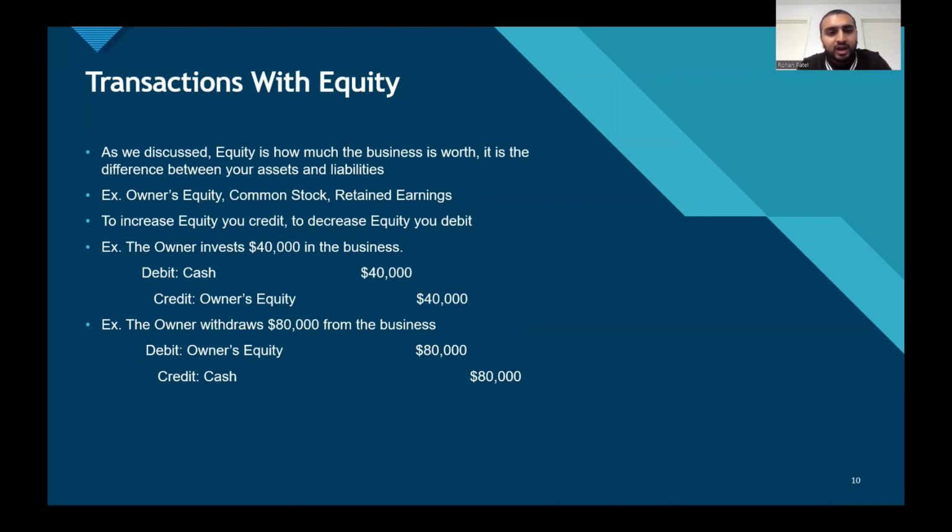And cash is going out of the business as well, right? Assets are going out in the form of cash. So we would credit cash for $80,000 because cash is going out of the business as well. So now that you've learned about transaction examples that happen within the 5 accounts, in the next lesson, we will be going over financial reports and other financial processes that are associated.